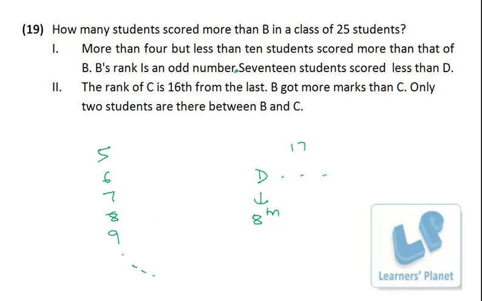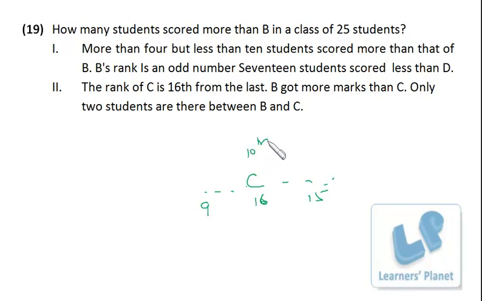Okay, now check statement 2. The rank of C is 16th from the last. So C is 16th from the last, so here there are 15 students. On this side 15 students, on this side 9 students. So C's rank is actually 10th from top. Now B got more marks than C. That means B's rank can be 1 to 9.